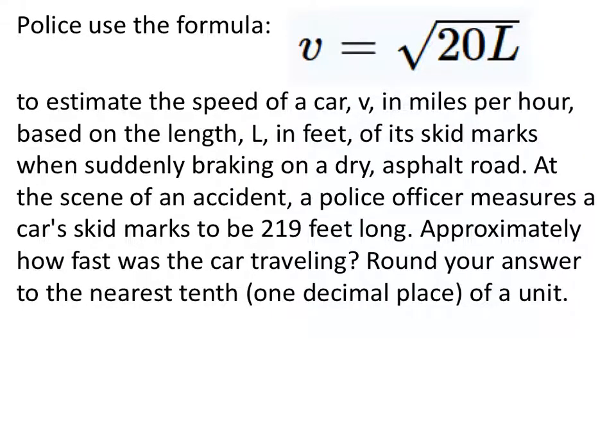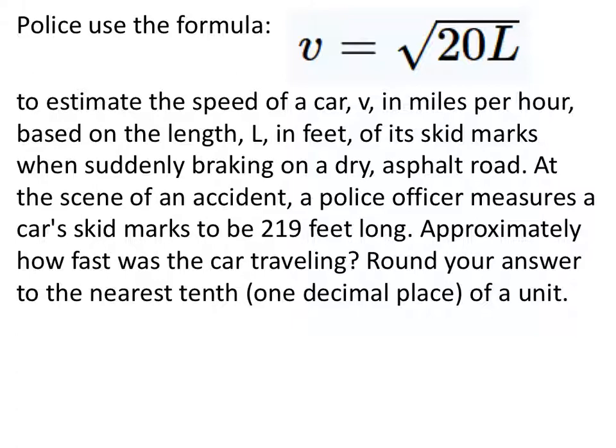All right, just please don't quit on this one because there's lots of words. It's really not nearly as bad as it looks. We'll read it anyways. Please use this formula to estimate the speed of a car, v, so v is the speed of the car in miles per hour, based on the length, L, in feet of its skid marks when suddenly braking on a dry asphalt road. At the scene of an accident, a police officer measures the car's skid marks to be 219 feet long. Approximately how fast was the car traveling?